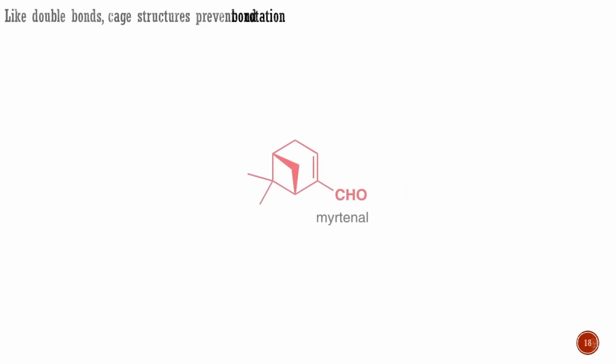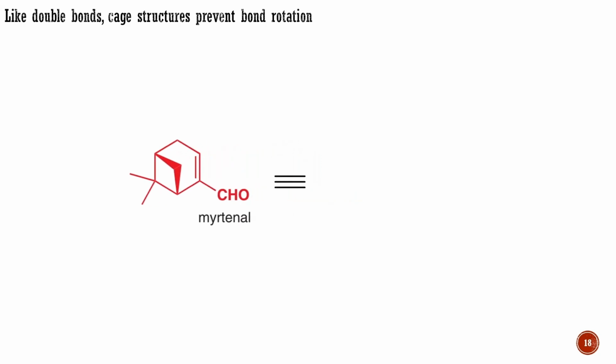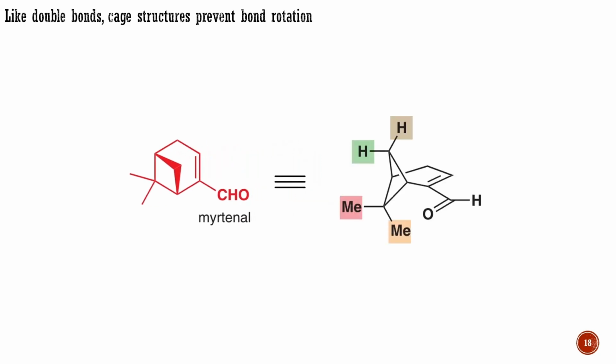Like double bonds, cage structures prevent bond rotation and can make the protons of identical groups appear differently. There are many flavoring compounds, terpenoids, from herbs that have structures like this. In the example here, myrtle, from the myrtle bush, there is a 4-membered ring bridged across a 6-membered ring. The methyl groups on the other bridge are different because one is over the alkene while the other is over the CH2 subunit. No rotation of any bonds within the cage is possible, so these methyl groups are under different environments and resonate at different frequencies.